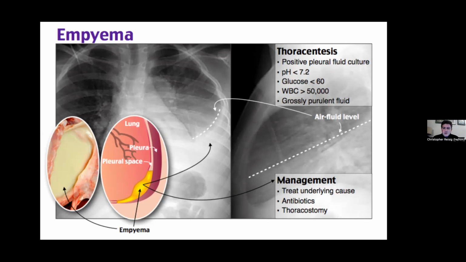Keep in mind that in addition to broad spectrum antibiotics, you also want to get source control. So you're going to need to drain this. It can't sit there. It actually has to be drained with a pigtail or some other type of ultimate source control. So there you have it for empyema.